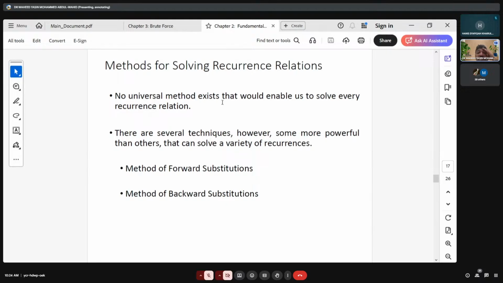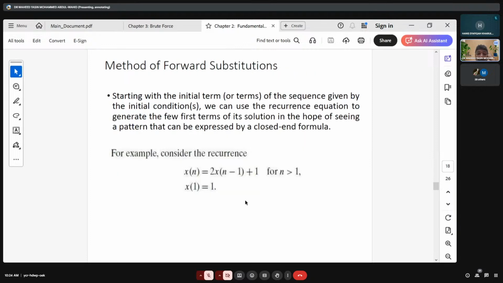No universal methods exist that would enable us to solve every recurrence relation. There are several techniques, however, more powerful than others, that can solve a variety of recurrences. Methods of forward substitution, methods of backward substitution. So here we start with the initial term or terms of the sequence given by the initial conditions. We can use the recurrence equation to generate the first terms of its solution in the hope of seeing a pattern that can be expressed by a closed-form formula.